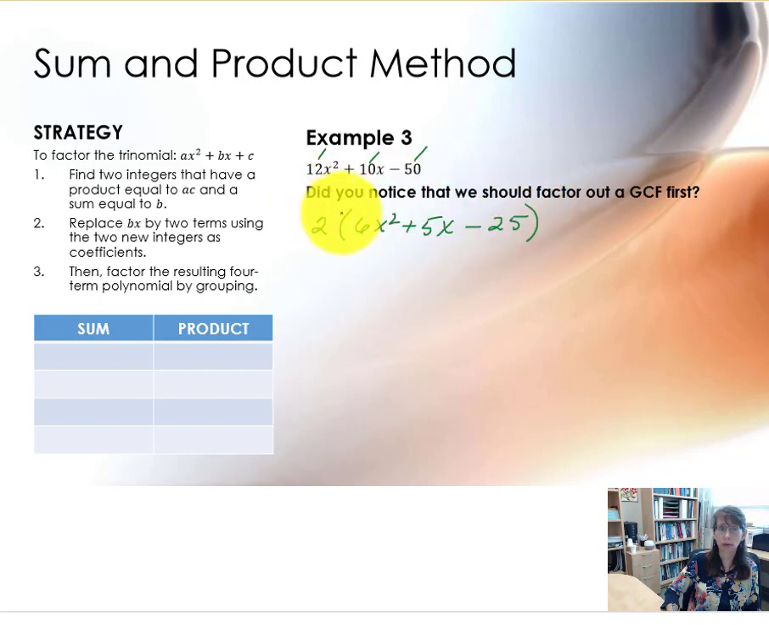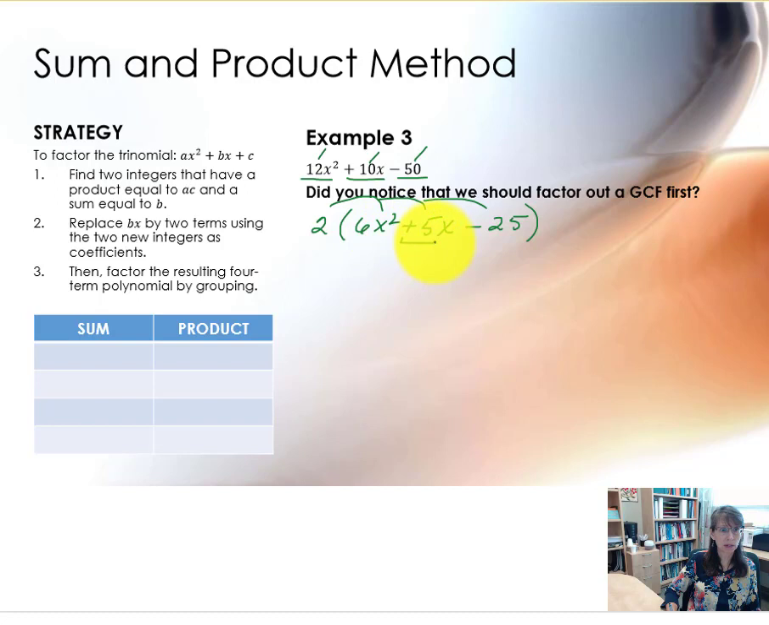So if I distribute 2, I can check to make sure this is correct. 2 times 6x squared matches 12x squared. 2 times 5x matches positive 10x. And last, 2 times -25 matches the -50. So this might be as far as we can go. We did factor using greatest common factor. But since we have this trinomial in the parenthesis, we might be able to factor a second time.